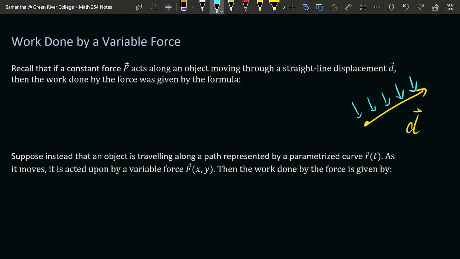In this situation, the work done by the force on the object could be found by just taking the dot product of the force vector and the displacement vector. And work is super useful in a lot of physics and engineering applications because of something called the work energy theorem, which gives you a relationship between the work done by the force and the change in the object's kinetic energy.